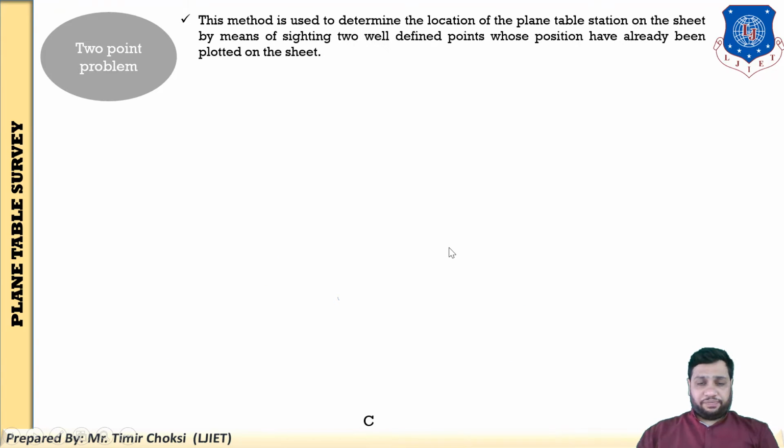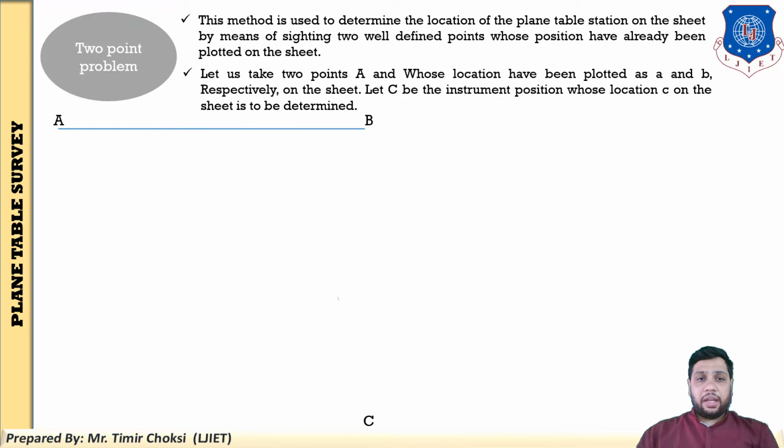Here I will repeat this: A, B and D. A and B are already plotted position points. C will be established. So you have taken one auxiliary station, capital D, at a greater distance from C. Now set up the plane table at D. Students, listen clearly.